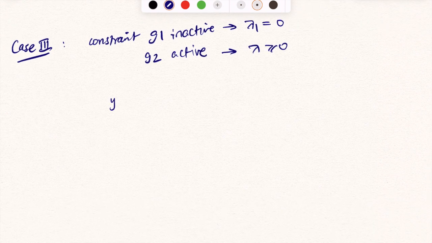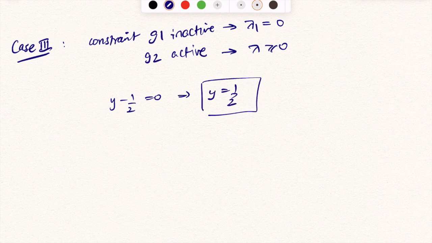Let's start with the equation y minus 1/2 is greater than or equal to 0. That gives us y is equal to 1/2. Okay, that's great. This time we can use the stationary condition, the partial derivative with respect to x. So let's say 2 plus 3y minus 2x lambda 1 equal to 0.